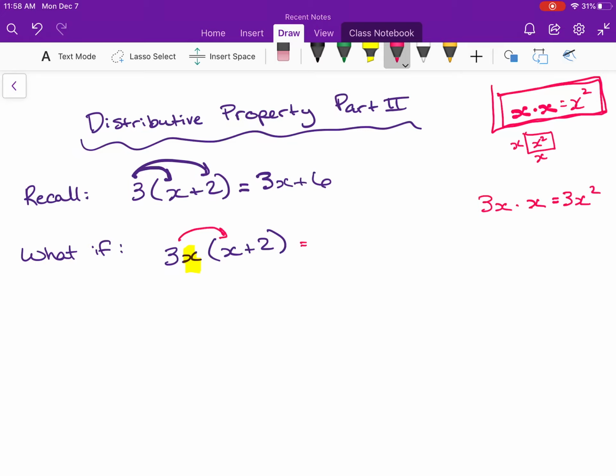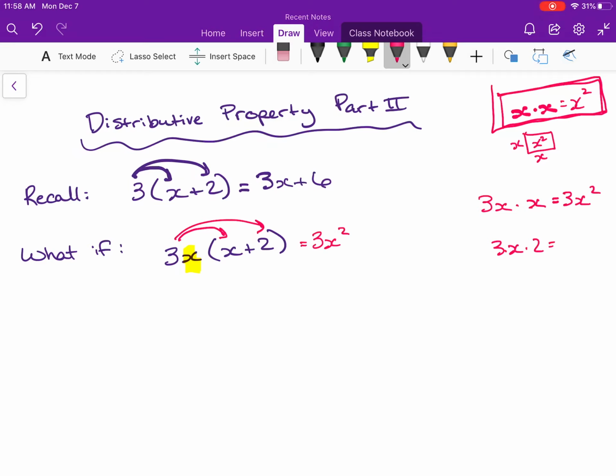So let's put that here. So 3x times x is 3x squared. And then 3x times 2, well, multiplication is in any order. So this is the same as 3 times x times 2. So this is the same thing as 3 times 2 times x, which is 6x. So we have plus 6x here. Okay, so the big thing to remember, not much is changing, but the thing that you need to remember, and you might want to write this in your notes, is that x times x equals x squared.